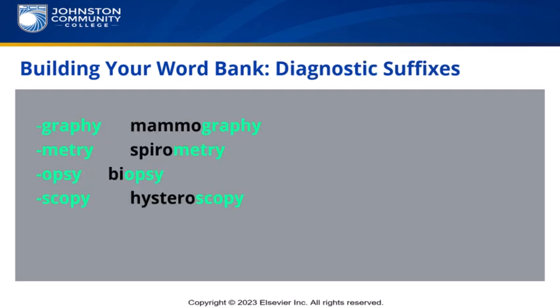Now let's move on to some diagnostic suffixes. Mammography is the process of recording the breast. Graphy is a process of recording. Something that I've told my students in the past that helps is remember if there's a Y ending, it's usually because something's happening. Spirometry is the process of measuring breathing. Metry is measuring. And biopsy, which is the process of viewing live tissue. Opsy is the process of viewing. And then we have hysteroscopy, which is the process of viewing the uterus.